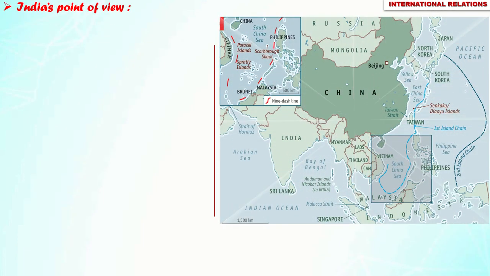So let's see what is India's point of view. India, please observe here. We need to enter the Strait of Malacca, from there the South China Sea, from there you will enter the East China Sea, and from there you will reach South Korea and Japan. Is it clear? So this is our route. From India, if we want to reach South Korea or Japan, this is our route.